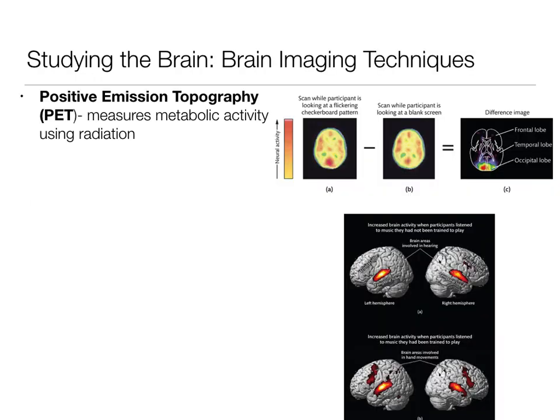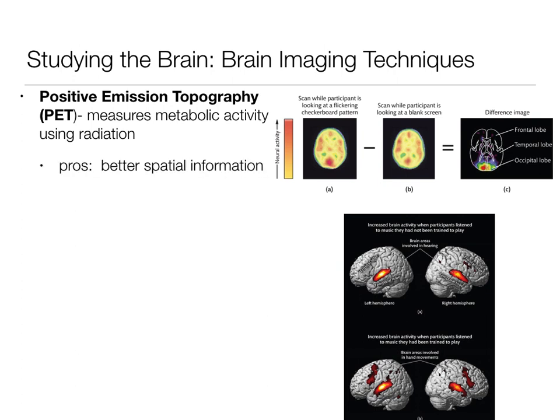So here's what a PET scan looks like. It measures the metabolic activity using radiation. Because it uses radiation, it has a greater risk attached to it. And we know from our ethics research that that's not great. And so it's something that we have to make sure that we're managing appropriately.